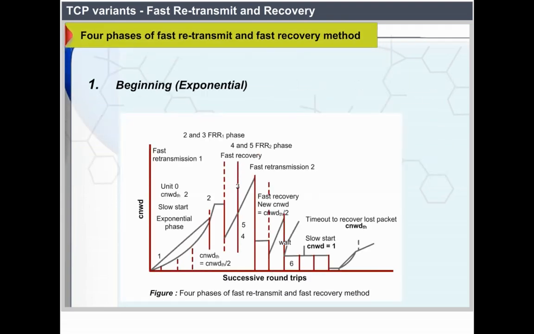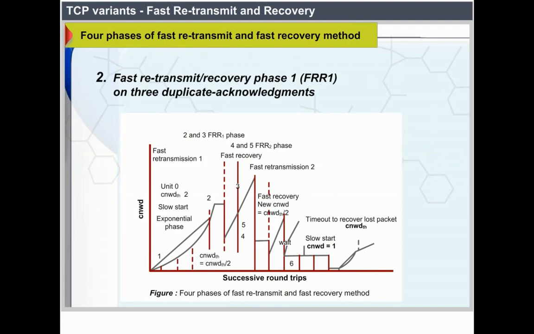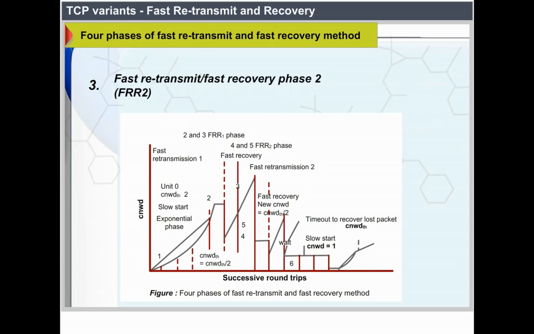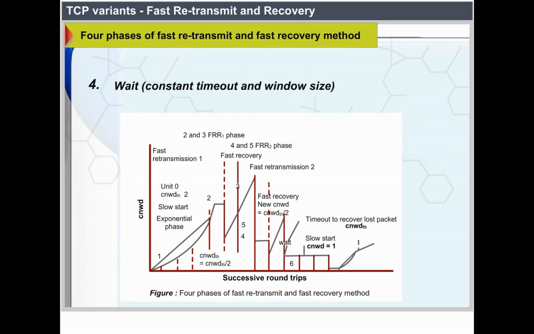Beginning, exponential. Fast retransmit/recovery phase 1, FRR1, on 3 duplicate acknowledgements. Fast retransmit/fast recovery phase 2, FRR2. Wait, constant timeout and window size. The figure shows the 4 phases of the fast retransmit and fast recovery method.